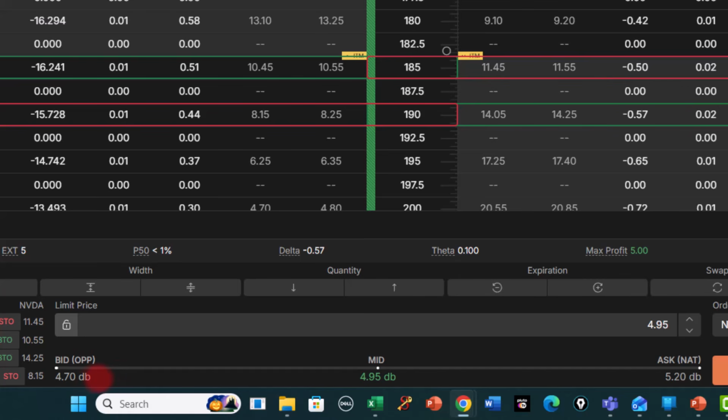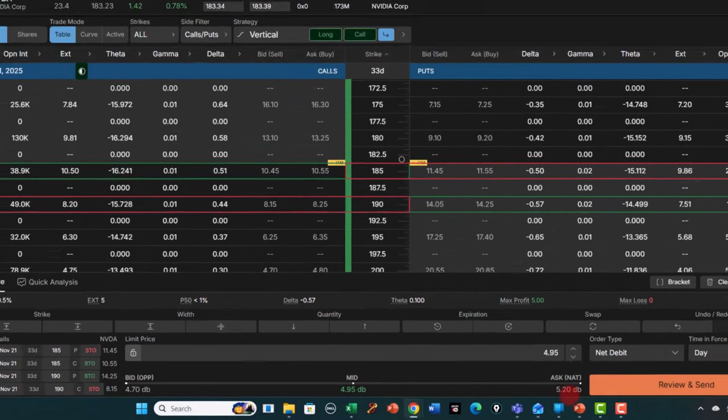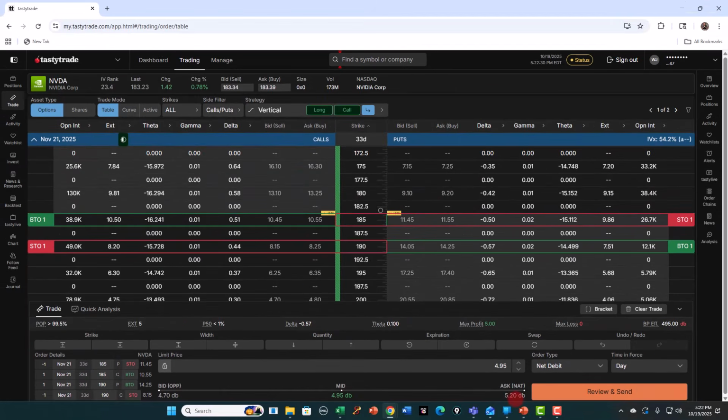So yes, that would be super beneficial if you're not paying commissions and you could put this thing on for $4.70. But what you're going to find, no matter which expiration or which stock, in almost all cases, you are going to be spending more than the difference in strikes, and that's not even counting commissions. So clearly, it's not going to work in practice, at least for retail traders.